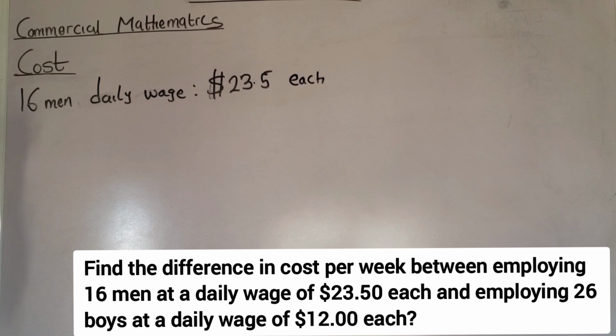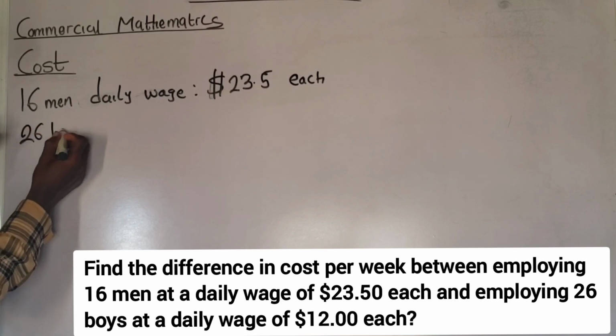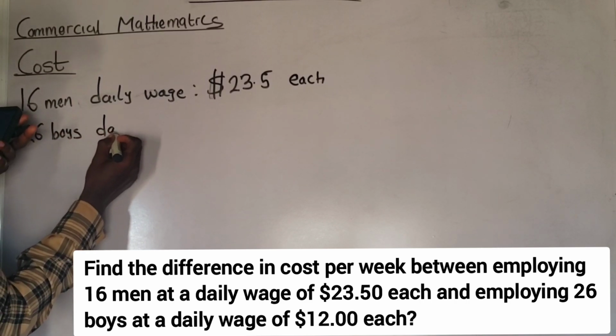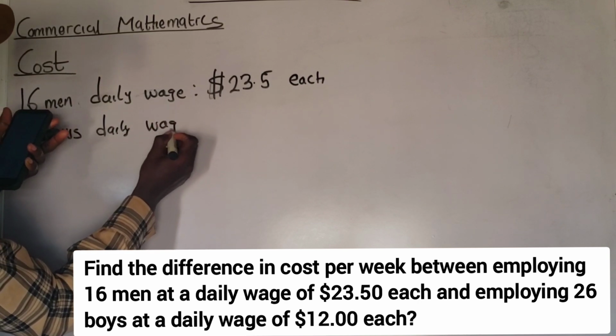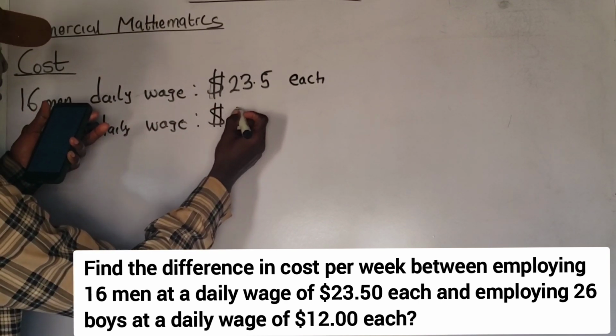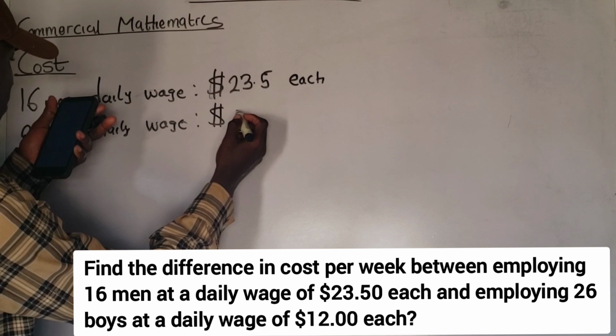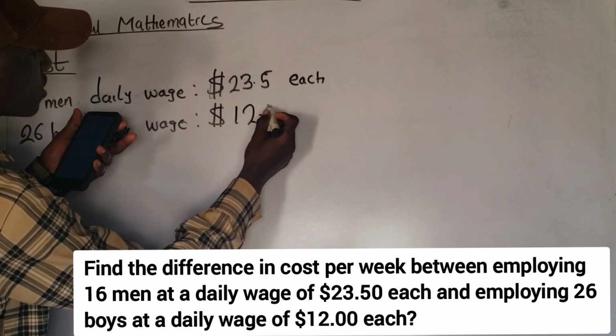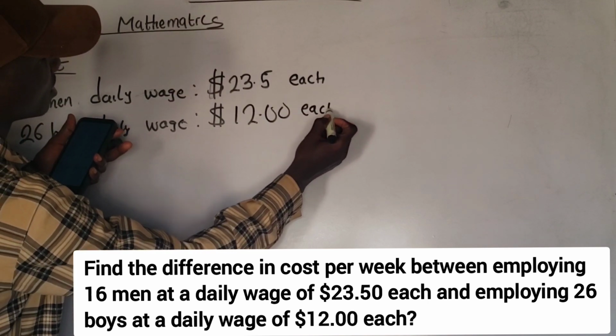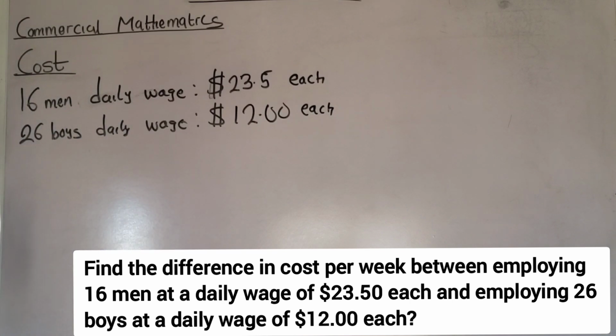And the next statement says that 16 men at this and employing 26 boys. 26 boys daily wage is what? That is $12 each. Okay, $12.00 each. We are asked to find the difference. Okay, we are asked to find the difference per week. Please pay attention. We are asked to find the difference per week.